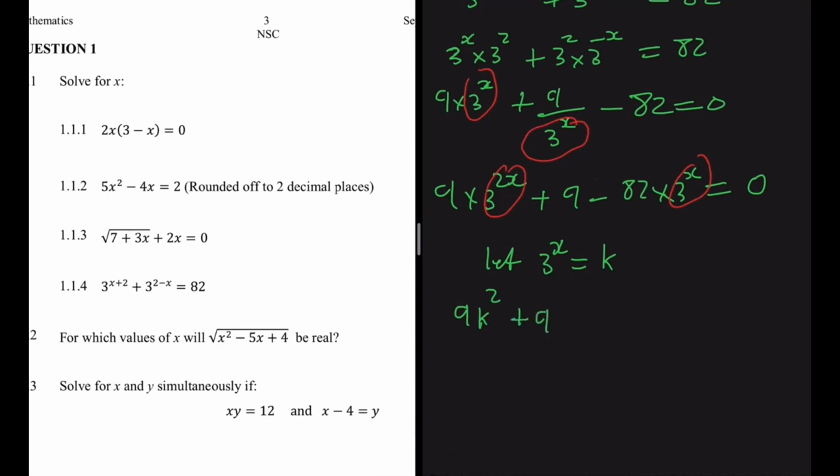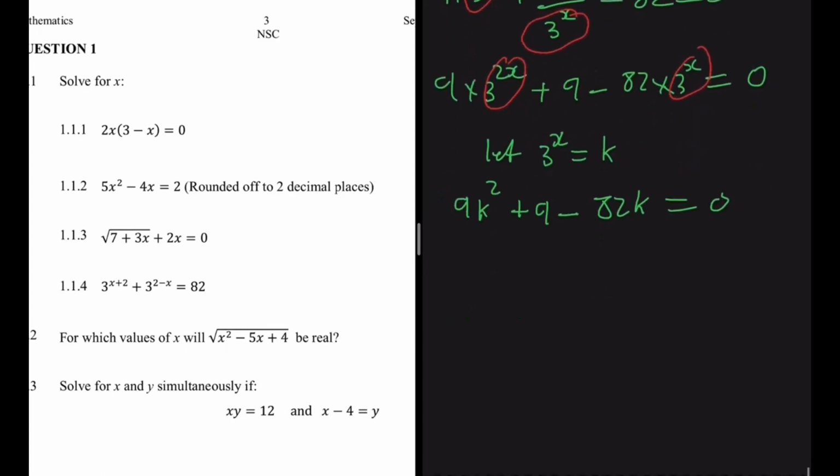plus 9 minus 82k being equal to 0. So let's rearrange and write this in standard format, right? So we have 9k squared minus 82k plus 9 being equal to 0. So we can factorize this and find k. Obviously, I don't recommend factorizing. Use the quadratic formula so that you can never go wrong, right?